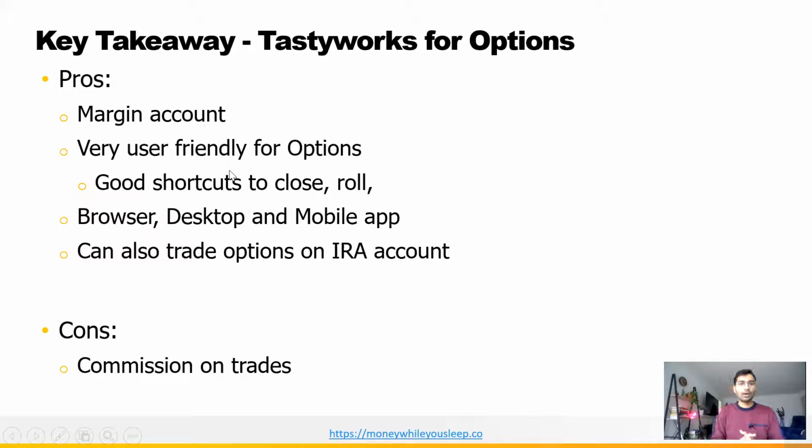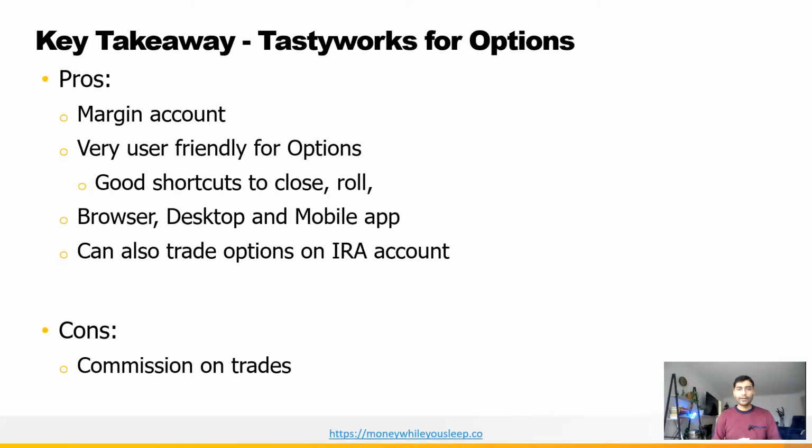So key takeaways, to use Tastyworks for options. The pros are Tastyworks provide you a margin account. You can check on their website what their margin account conditions are, but I would say they are pretty decent. This is very user friendly for options. As I showed you in the example, how easy it was for me to place the option order, as well as closing an option order. It is really easy. There's a button for that on each contract, so you can easily close or roll those options. They have got browser, desktop, and mobile app, so that is also pretty cool.